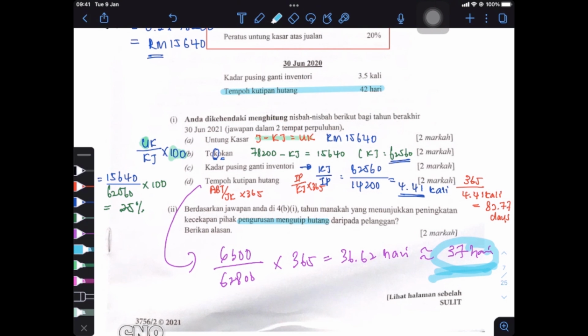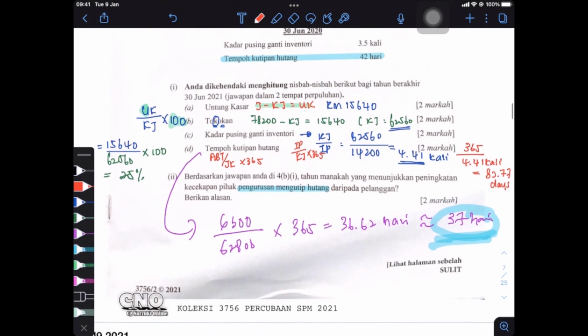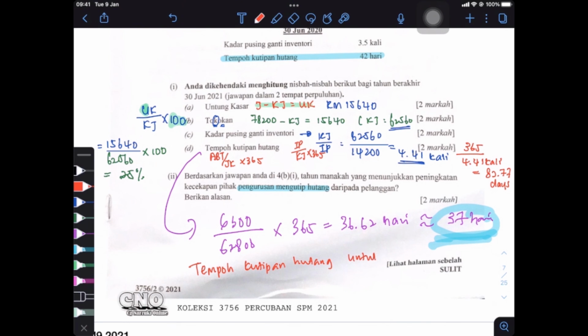Okay, sorry. I'm supposed to tell you, right? First question, right? Okay. So when you're telling the alasan, then you have to tell them your reasoning. Well, how do you know that 2021 is better? Which nisbah you are referring to? So we are referring to tempo kutipan hutang. Pilkada tempo kutipan hutang untuk tahun 2021. It's better because it's shorter.